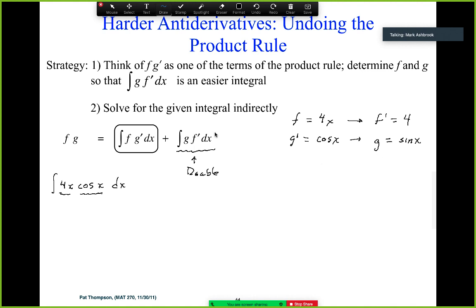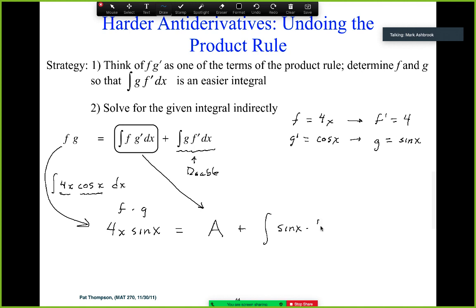Now we look at g and f prime. So I'll rewrite this down here. What's f times g? f times g is 4x sine x. That equals our original problem, the one we're trying to do, plus the integral of g f prime. So that's sine x times f prime, which is 4, dx.